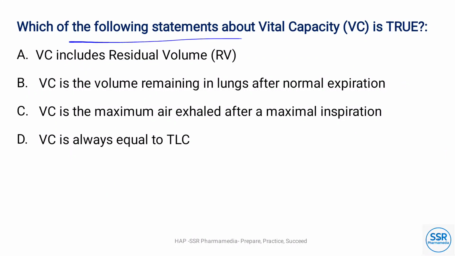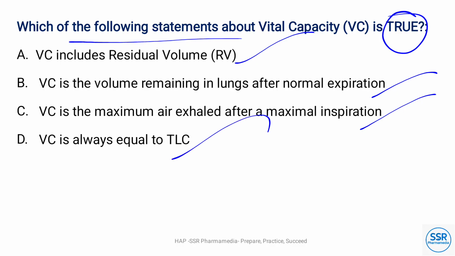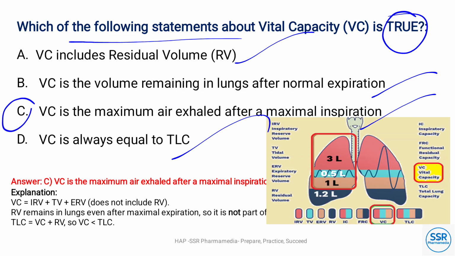Next, which of the following statements about vital capacity is true? Option A, vital capacity includes residual volume. Option B, vital capacity is the volume remaining in lungs after normal expiration. Option C, vital capacity is the maximum air exhaled after a maximal inspiration. Option D, vital capacity is always equal to total lung capacity. So the answer is option C. Vital capacity is the maximum air exhaled after maximal inspiration.